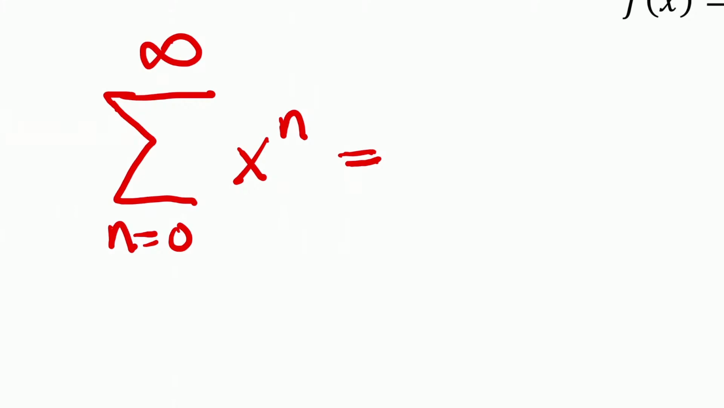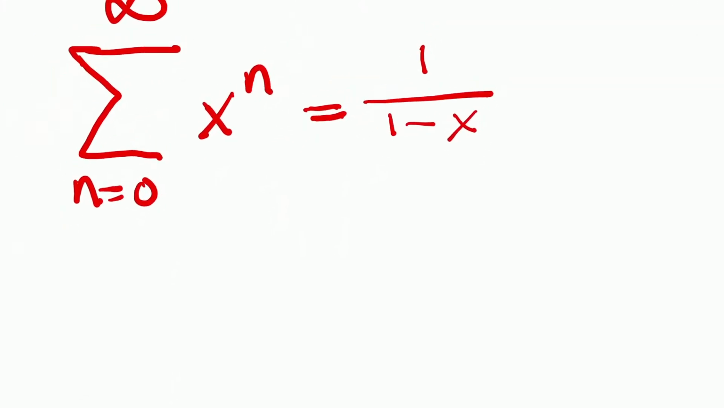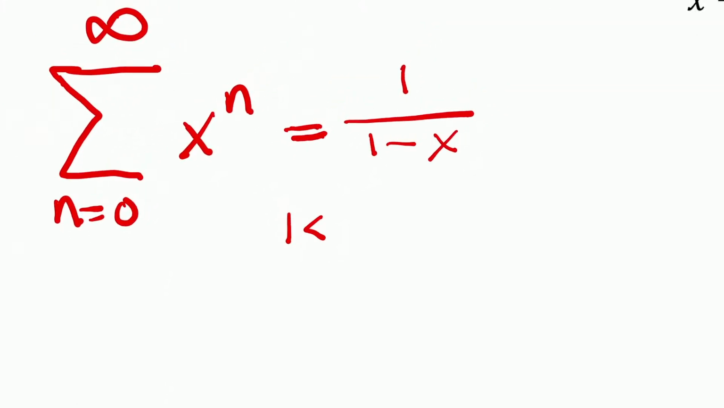Okay, let me remind you. So hopefully you've written something down, but if you haven't, this is a geometric series. The common ratio is x. And so the first term is 1, put n equals 0 in there, divided by 1 minus the common ratio, which is x. So there's that, and this thing converges. So the interval of convergence is negative 1 to 1.